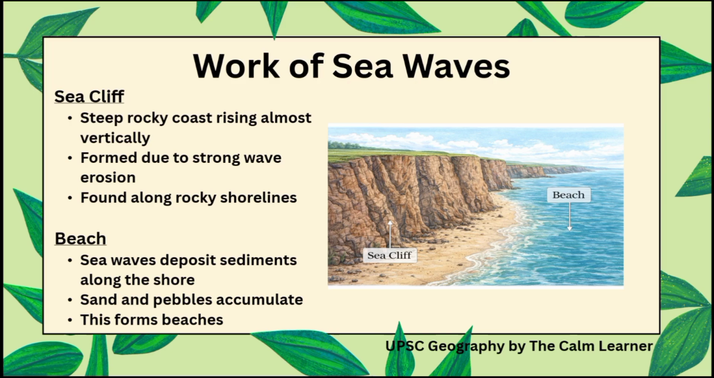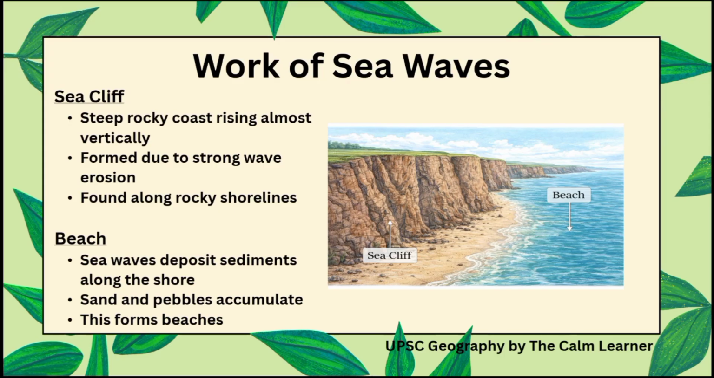On the other hand, a beach is formed due to deposition by sea waves. When the waves lose energy, they start depositing materials like sand and pebbles along the shore. Over time, these sediments accumulate and spread out. This deposition process results in the formation of beaches. So remember, sea cliffs are formed by erosion while beaches are formed by deposition, both by the action of sea waves.